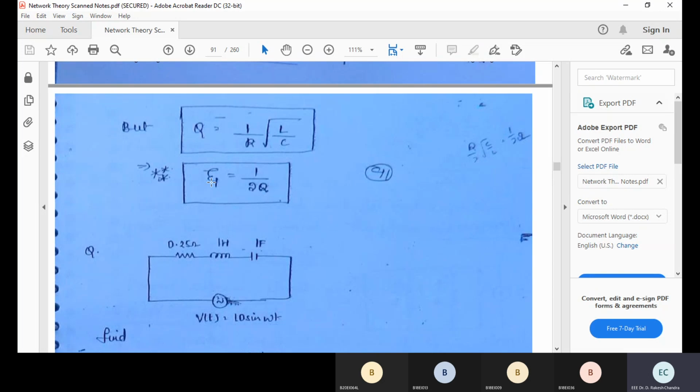So for the series RLC circuit, you can apply either Laplace transform or differential equation. You will get the characteristic equation s square plus 2 zeta omega n s plus omega n square is equal to 0.